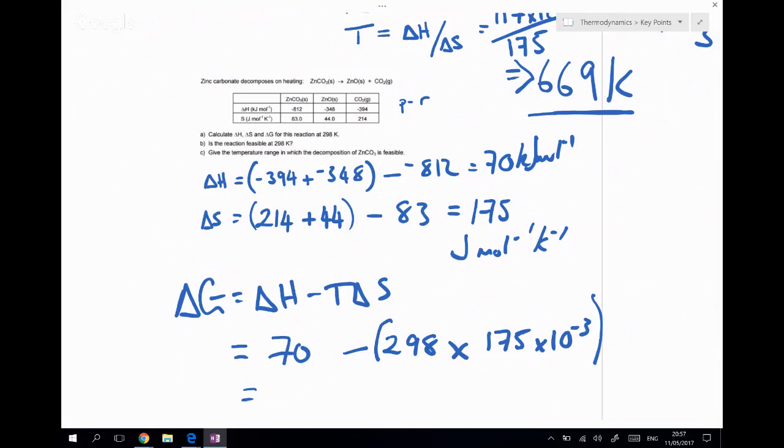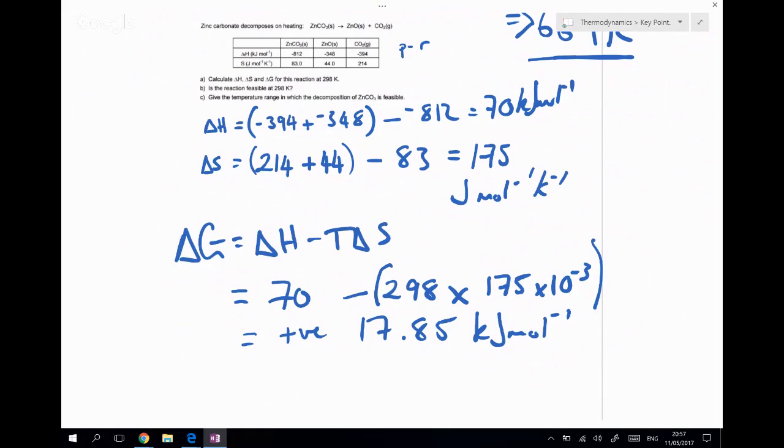Let's check what we get. So 70, take away brackets 298 multiplied by 0.175, close the brackets, and we get a value here of positive 17.85 kilojoules per mole. Now, just be aware here that we want to ensure that we are using the right number of units. So really 3 significant figures is probably more appropriate, because we've only got 3 in each of the data sets at the beginning: 17.9 kilojoules per mole.